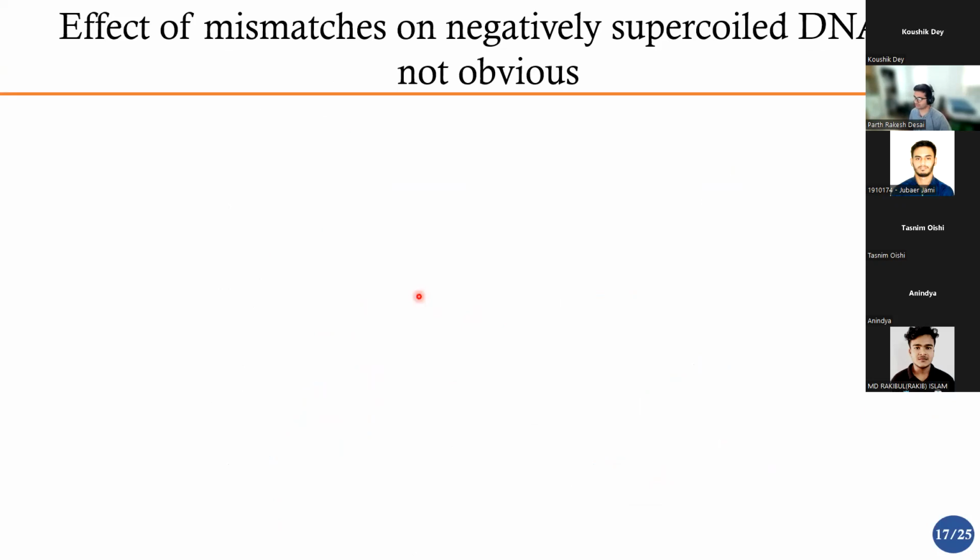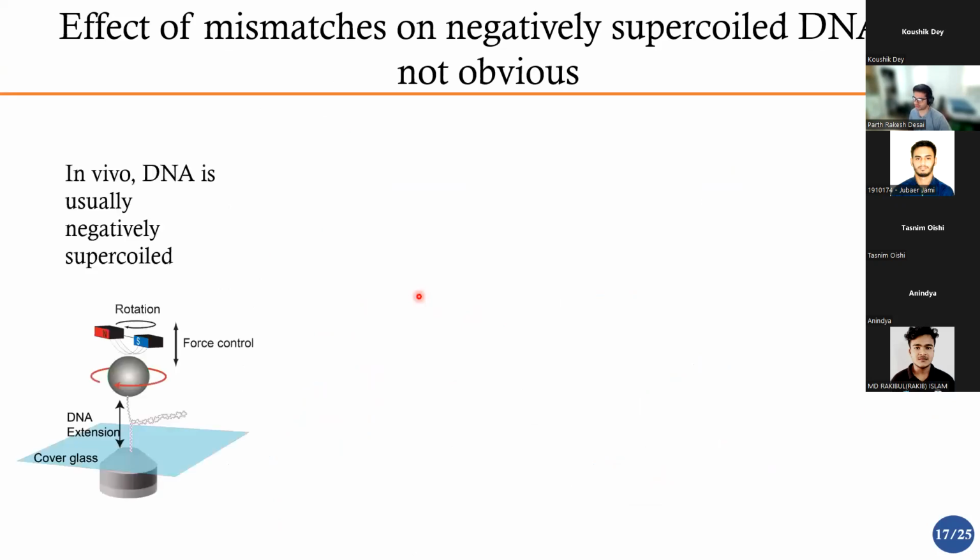Right. So next, we look at what happens with the negatively supercoiled DNA. In your body, the DNA is always stored as a negatively supercoiled molecule. And that's why it's really important to understand what happens to negatively supercoiled DNA. And now it's not obvious what would happen, right?